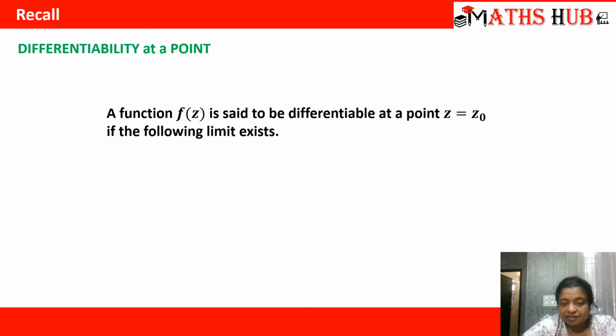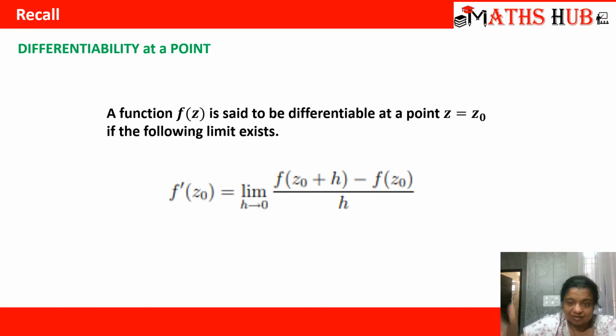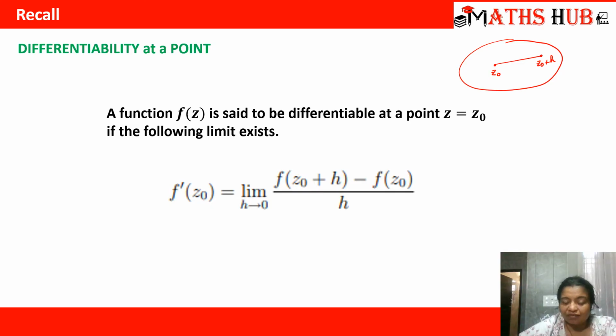A function f of z is said to be differentiable at a point z equal to z naught if the following limit exists. That means, suppose we have any domain and there is a point z naught. We want to see what is the change when we displace the point z naught to z naught plus h. What is the change in the function? The change in the function is f of z naught plus h minus f of z naught, change with respect to the variable h, and when we take the limit as h approaches 0 in the limiting case, this is called f dash z naught. That means it is the differentiation of f of z with respect to h, right?